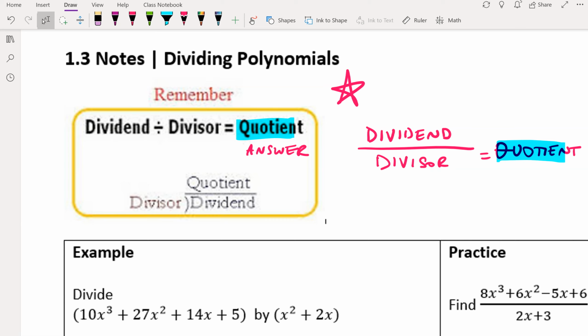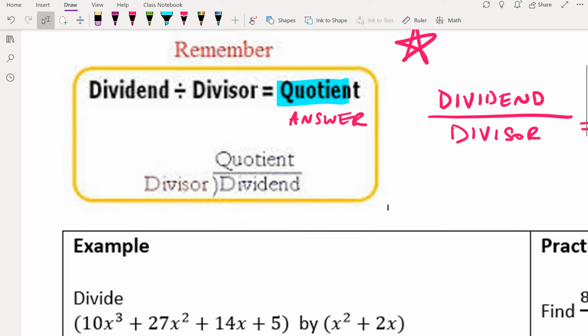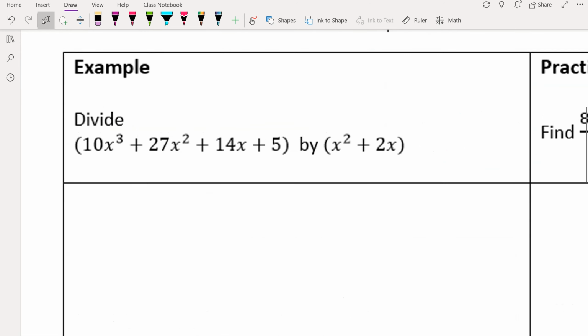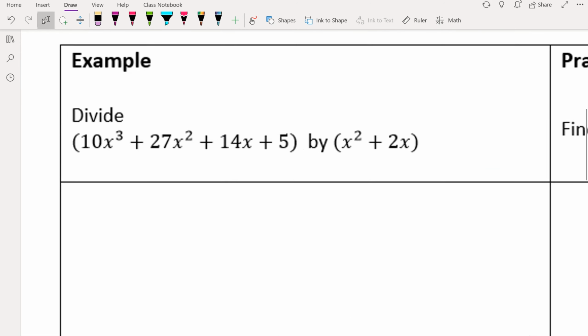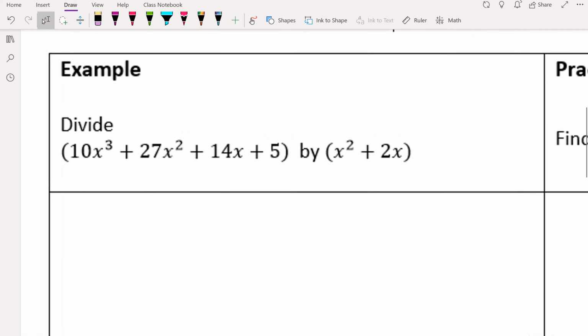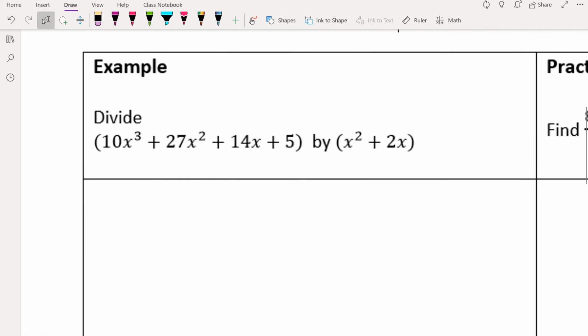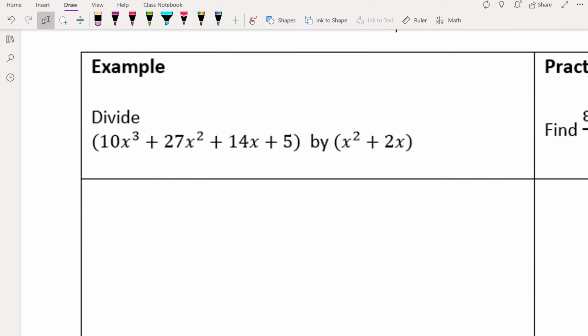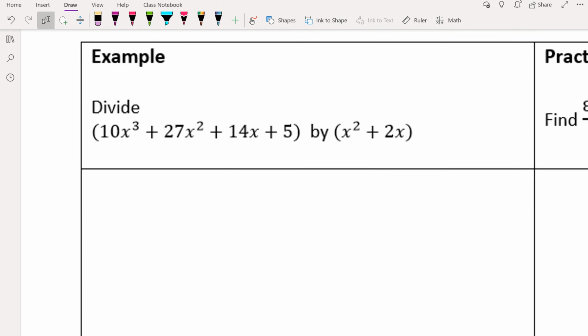All right, and let's get one more example problem, and we'll go through the steps of how to divide. Again, we're reverse engineering multiplication. That's all we're doing for division, using the area model and reverse engineering it. All right, so here we go. Get this example in your notebooks. Divide 10x cubed plus 27x squared plus 14x plus 5 by x squared plus 2x.